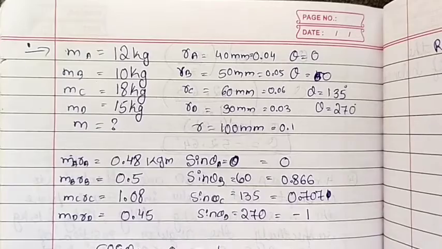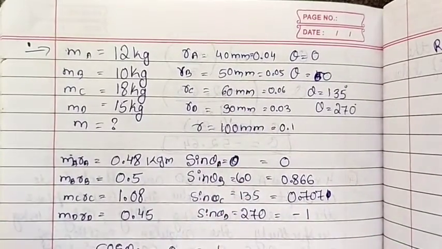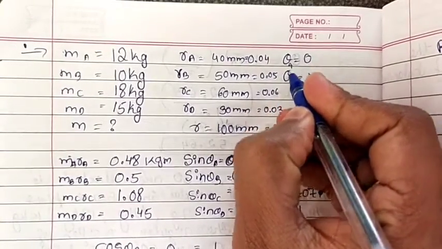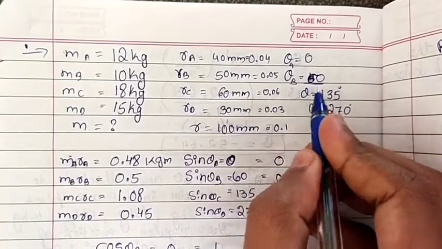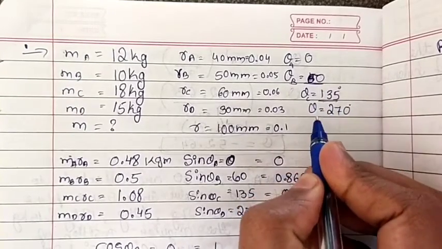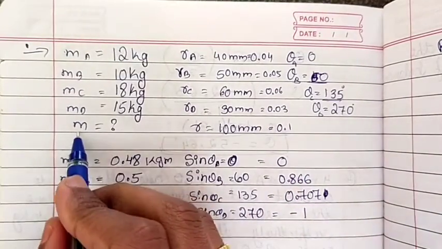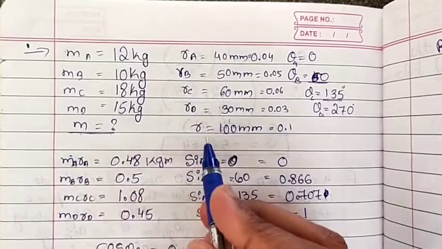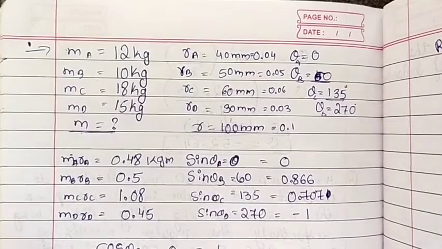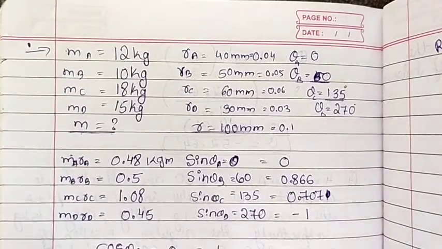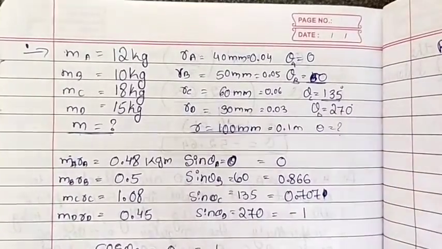Now take the angles. Theta A will always be 0 degree. Theta B is 60 degree, theta C is 135 degree and theta D is 270 degree. Now we need to find the magnitude of mass M at a radius R equal to 100 mm. That means when you divide 100 by 1000 you get 0.1 meter. And theta is what we need to find.